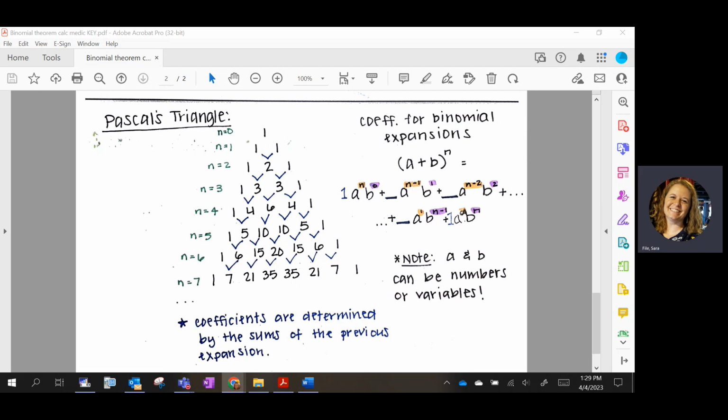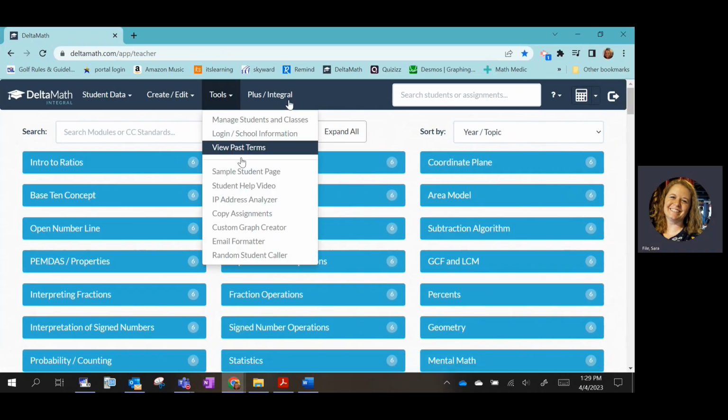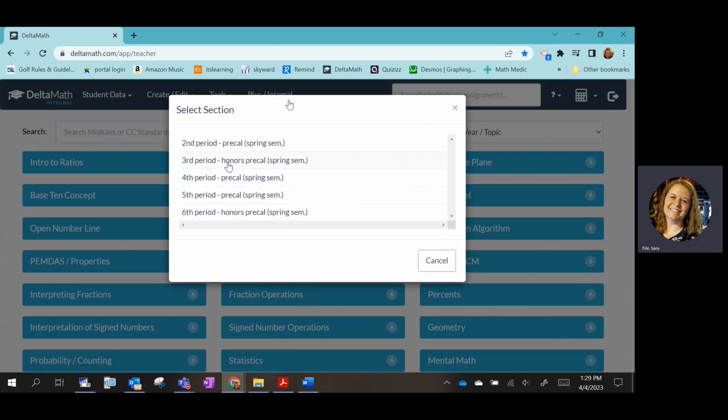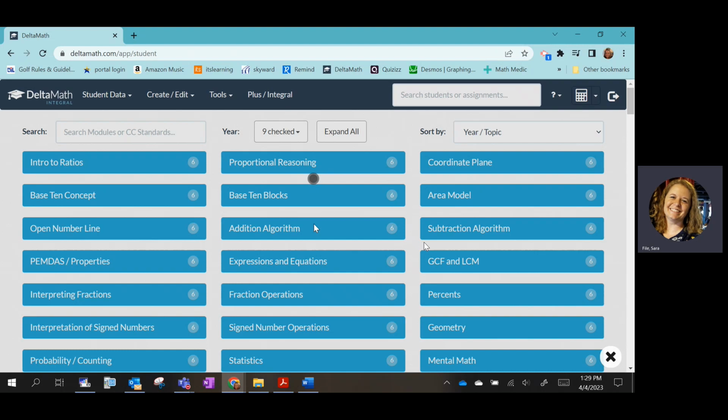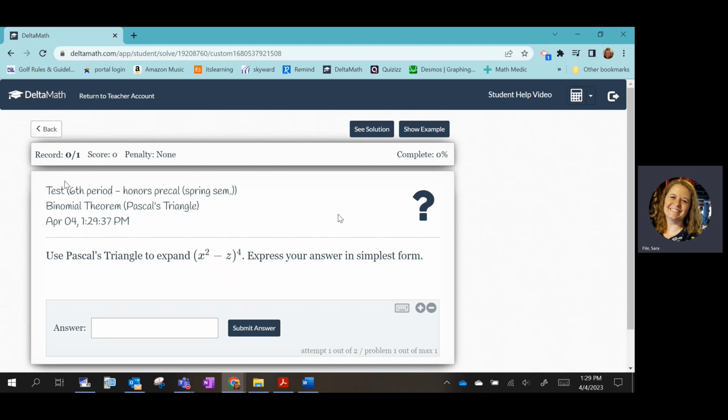But what I want to look at in Delta Math, your assignment, like I mentioned, is a little different. The first 3 problems are the same for everybody, okay? Then the next 3 are randomized, okay? So I'm going to go through this first one with you.